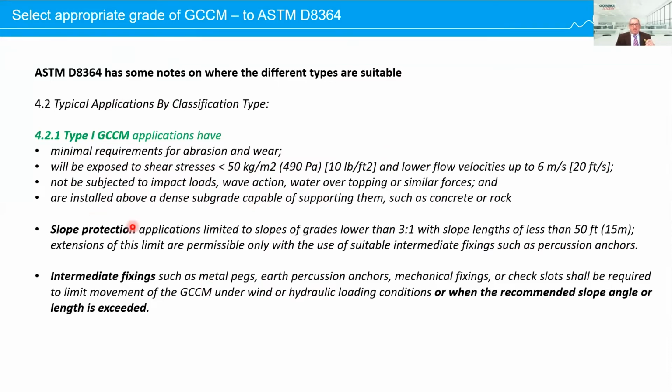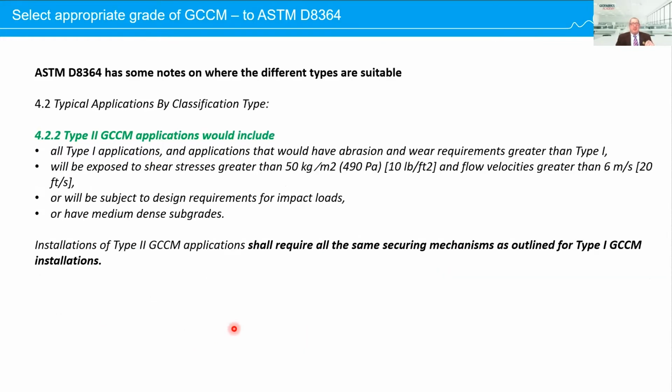The GCCM is installed over a dense subgrade capable of supporting them, such as concrete or rock. There are limitations on slope protection applications, limited to slopes lower than 3:1 and slope lengths less than 15 meters long. We can extend this application by using intermediate fixings. And just a note on intermediate fixings, such as metal pegs, earth percussion anchors, mechanical fixings, where the recommended slope or length is exceeded, that's where we use these intermediate fixings. So that's for type 1.